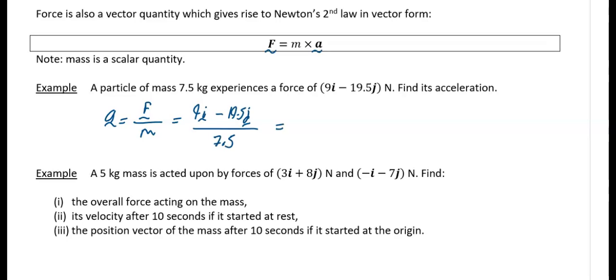So if you do that on your calculator, 9 divided by 7.5 just gives you 1.2. So 1.2i, and then minus 19.5 divided by 7.5 just gives you minus 2.6. And that's going to be j, and that's going to be meters per second squared.